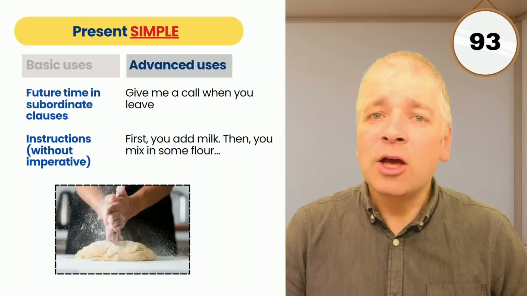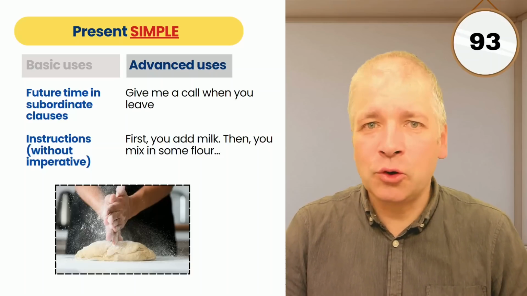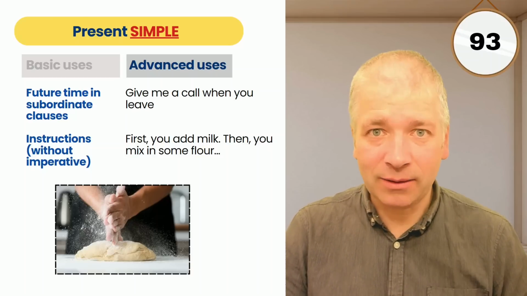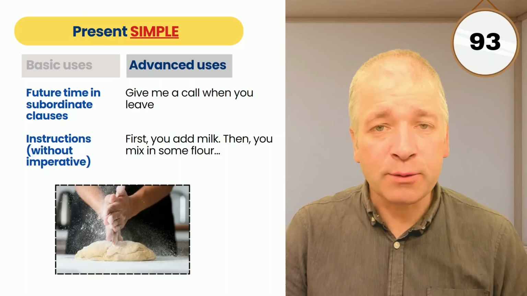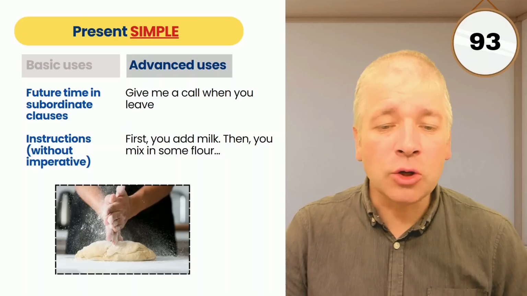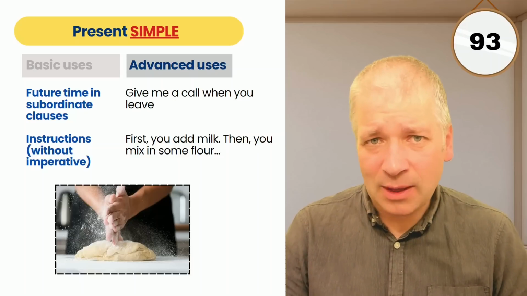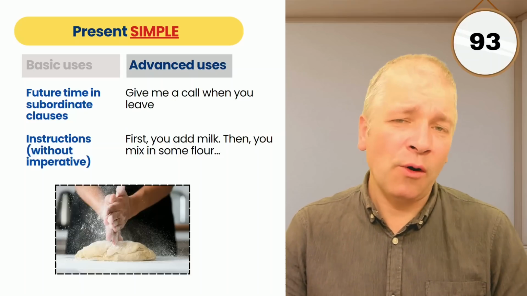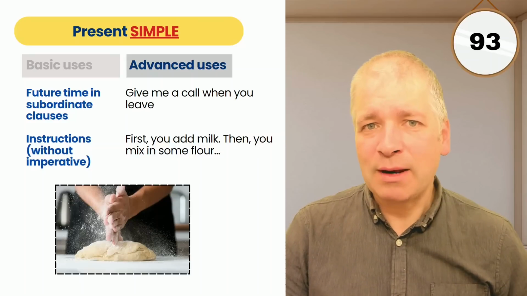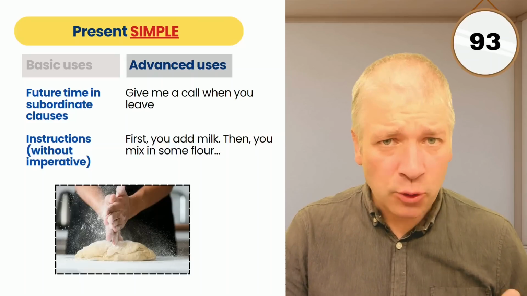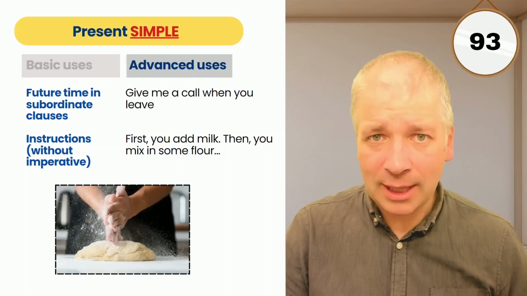For example, here you're telling someone how to perhaps make some bread or a cake. You could say this. First you add milk, then you mix in some flour. You're making it slightly less direct. The imperative is more of a command rather than simply sharing with someone. So you could prefer to use the present simple here.